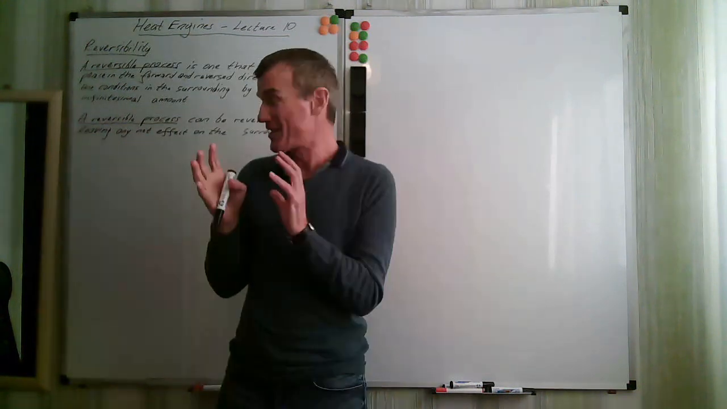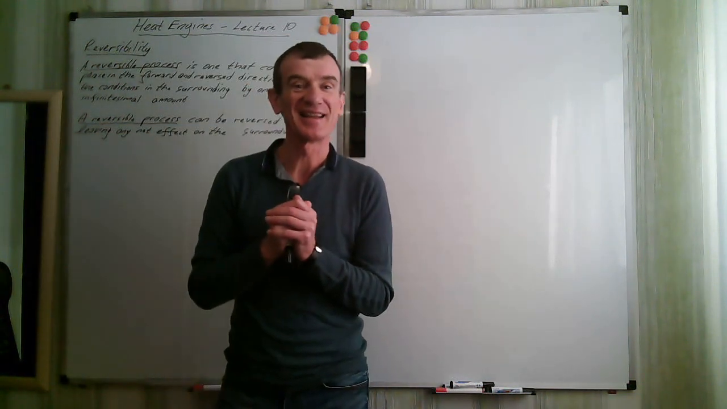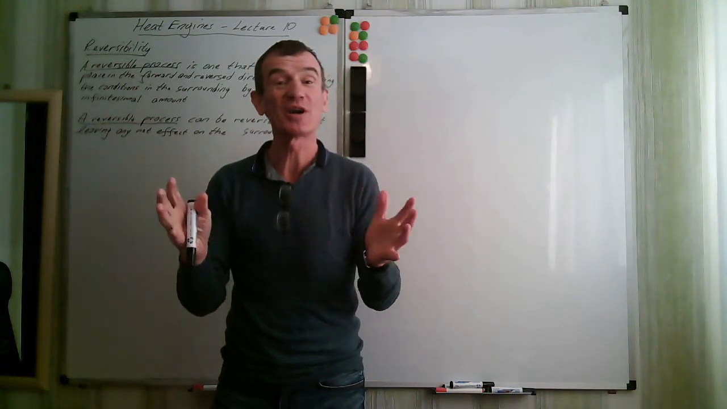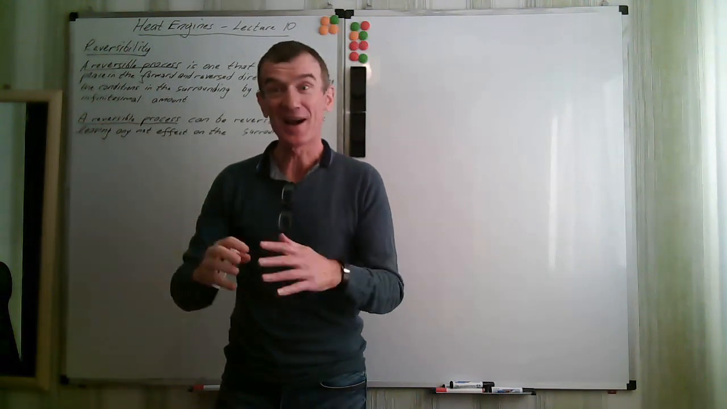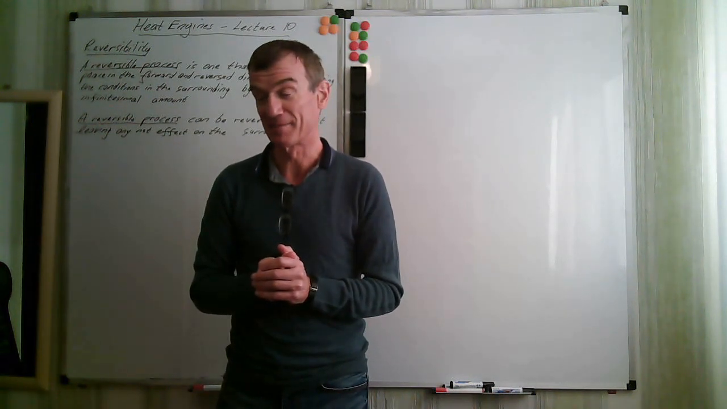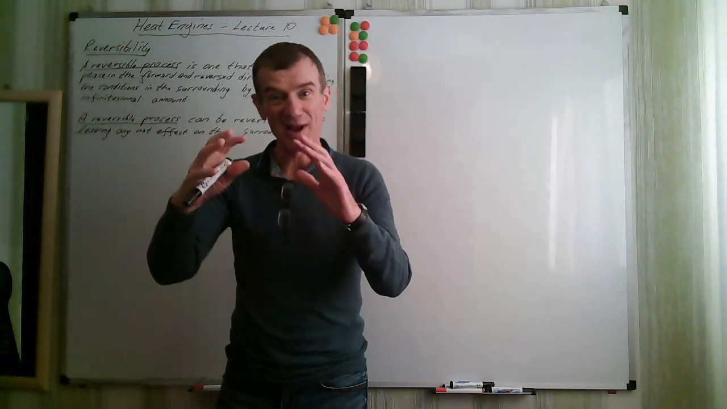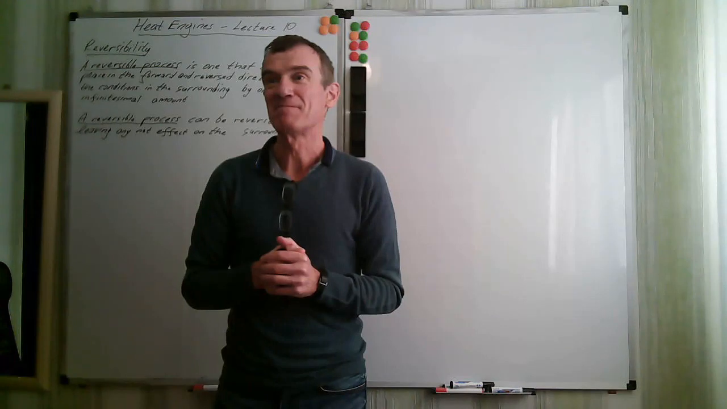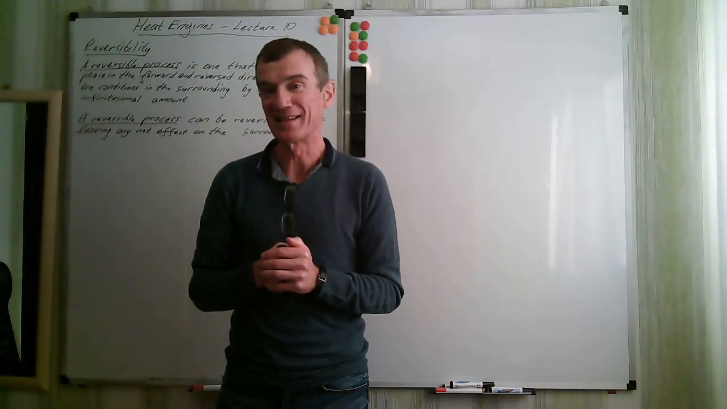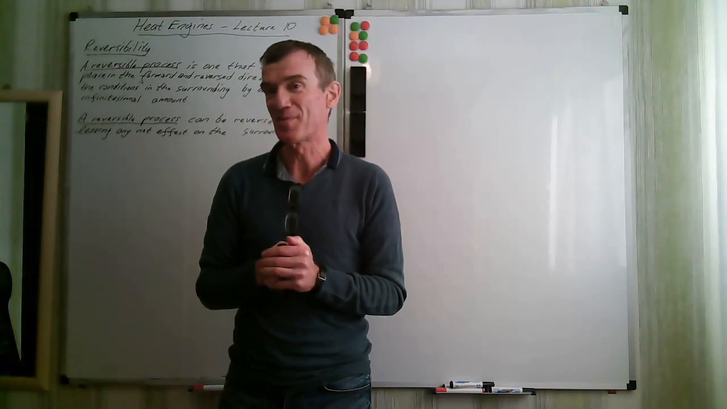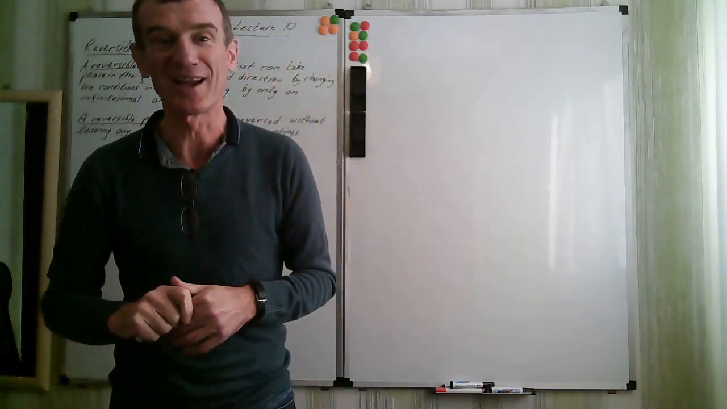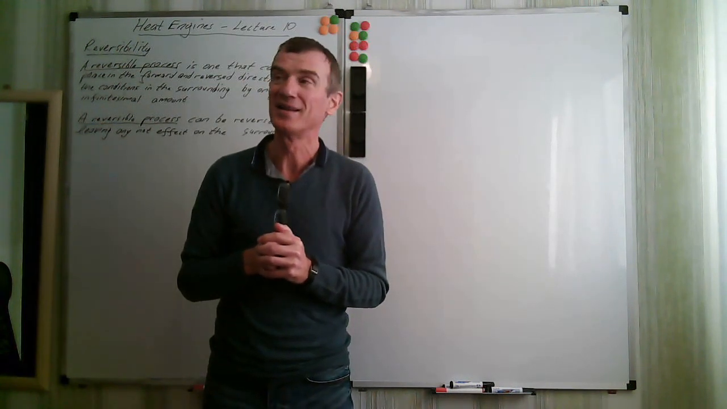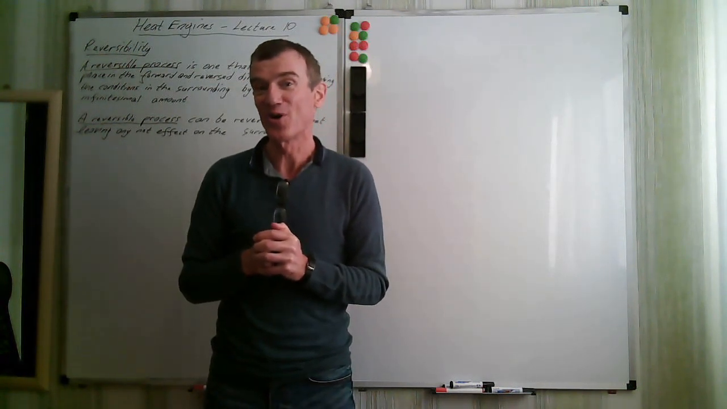What this statement is really telling us is that it's not just about the system. When we approach our thermodynamic problems, we define our system. It's a collection of matter with a prescribed boundary, and we're interested in how it interacts with the surroundings. Reversibility is about both. It's not just about getting the system back to where it started, reversing things. It's about getting the surroundings back as well. And that tends to be a bit of a tall order.